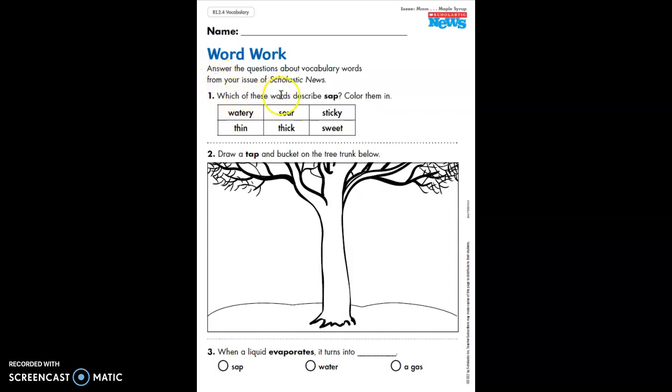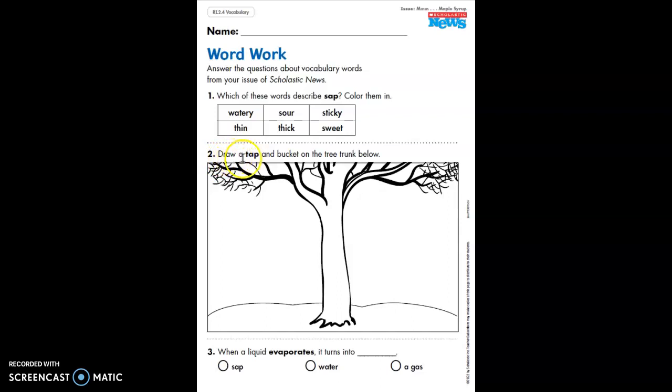Question 1. Which of these words describe sap? So look in your Scholastic News for what sap is, and then look at which of these words describe sap. Color them in. Is it watery, sour, sticky, thin, thick, or sweet? More than one of these describes sap, so color all that apply for sap.